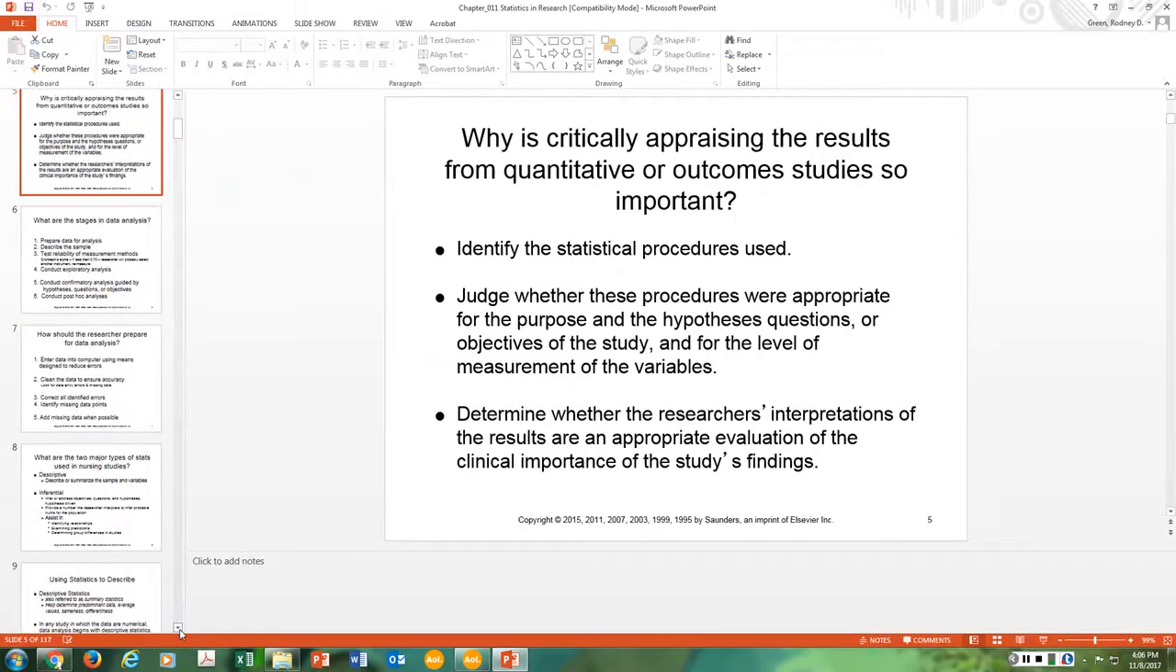So why is critically appraising the results from quantitative or outcome studies so important? You should be able to, at the end of this course, identify and understand the statistical procedures that are used in a study that you're reading about. You should be able to judge whether these procedures were the appropriate ones for the purpose and hypotheses, questions, or objectives of the study, and for the level of measurement of the variables. Determine whether the researcher's interpretations of the results are an appropriate evaluation of the clinical importance of the study findings.